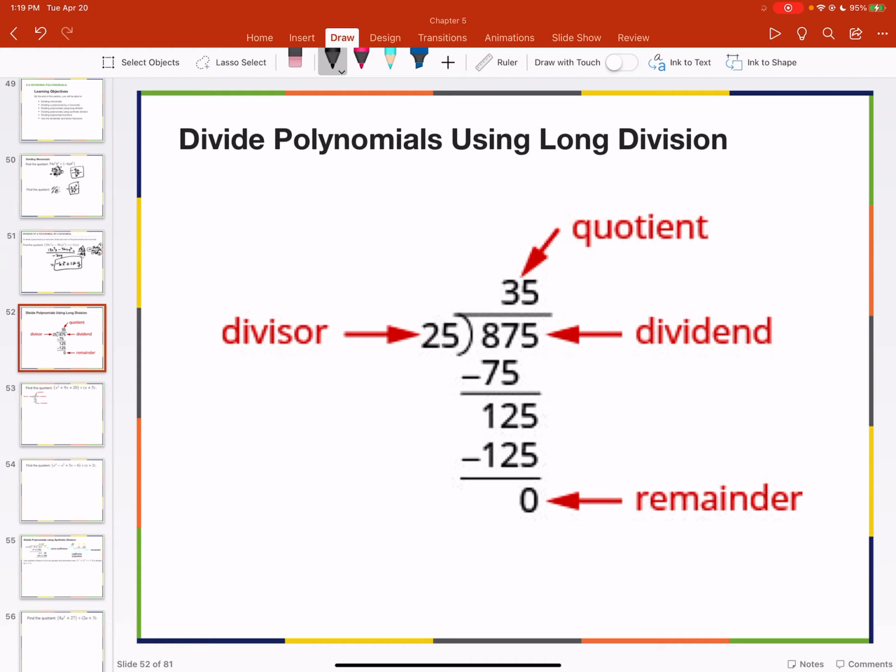Okay, so remember, let's say here we have 875 divided by 25. If we have that, how do we do this? Remember, this is the dividend, 875, divided by the divisor, and the quotient is the answer, right? So we went in pieces. 25 goes into 87 3 times. 3 times 25 is 75. Subtract, bring down the difference. 25 goes into 125 5 times exactly, and then your remainder is 0. So it's this pattern, right?